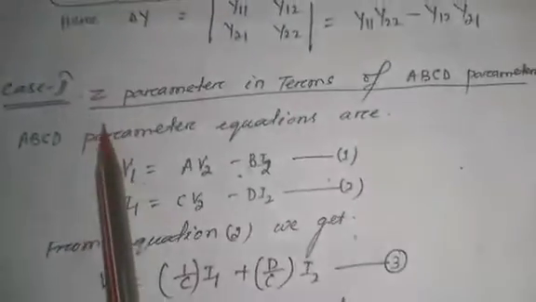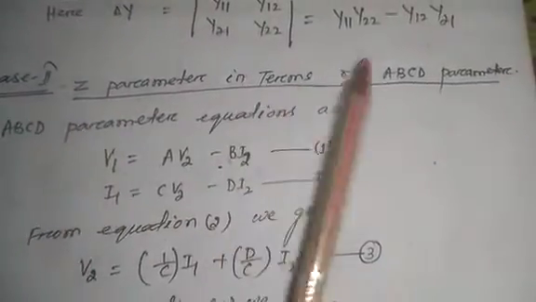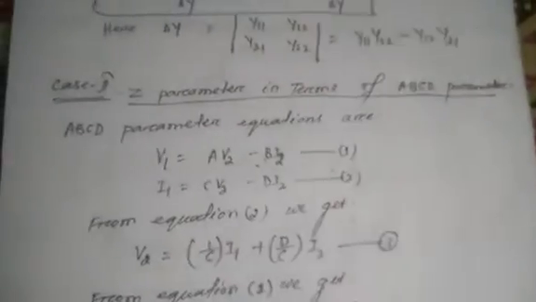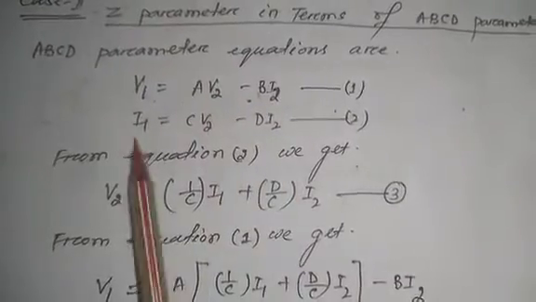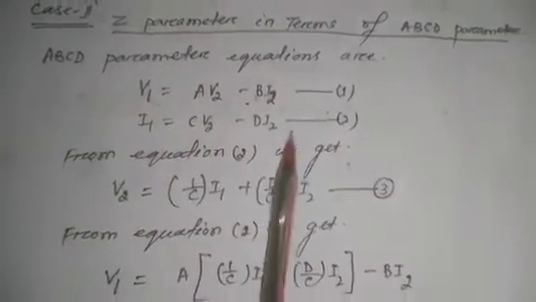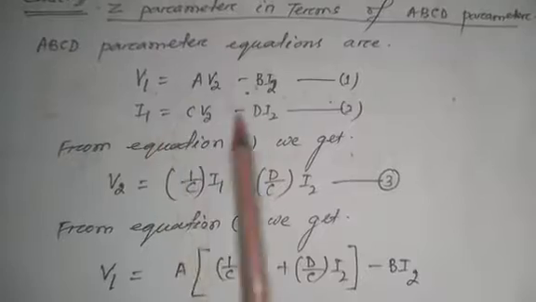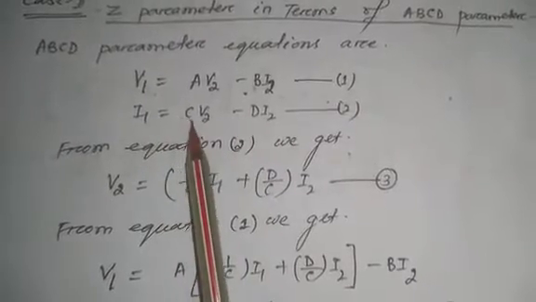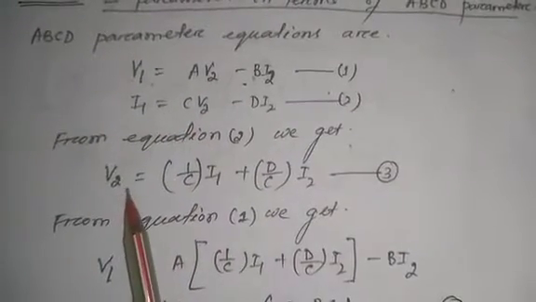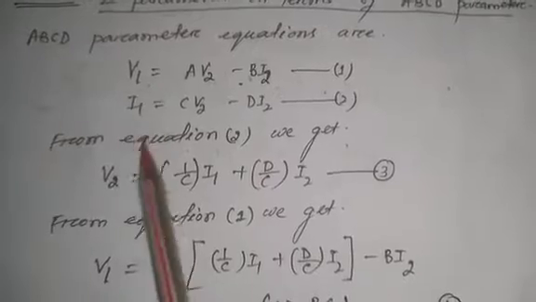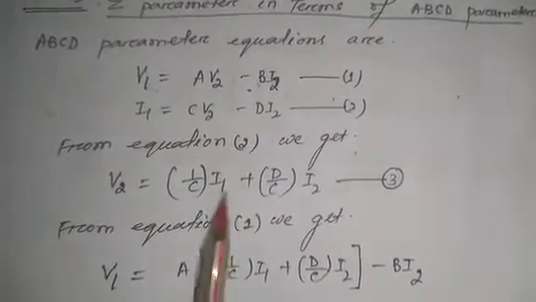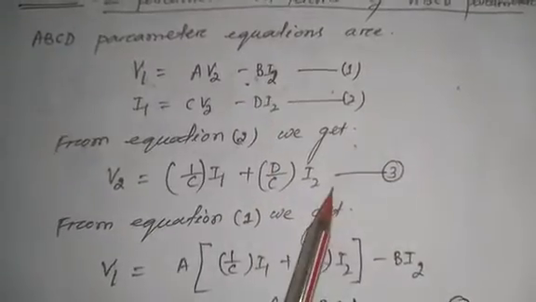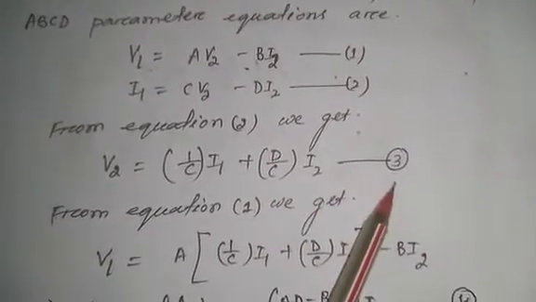Next case, Z parameter in terms of ABCD parameter. The ABCD parameter equations we already discussed in the previous class. V1 is equal to AV2 minus BI2, I1 is equal to CV2 minus DI2. From equation 2, if we divide by C, we get V2 is equal to 1 divided by C into I1 plus D by C into I2. That is your equation number 3.